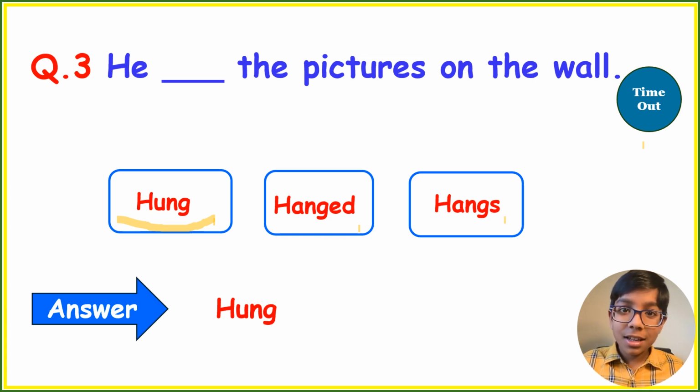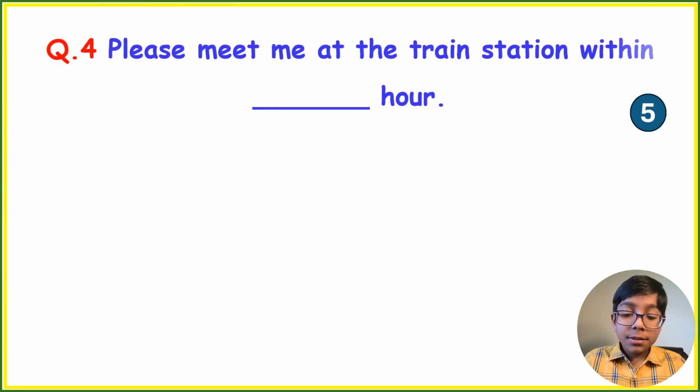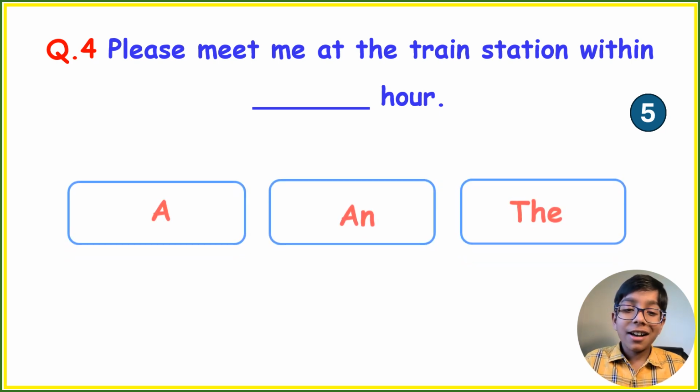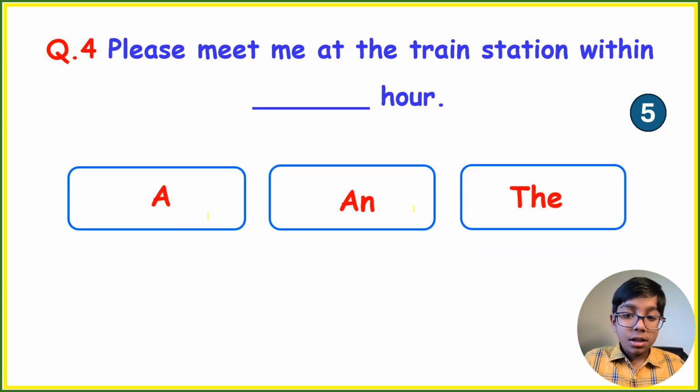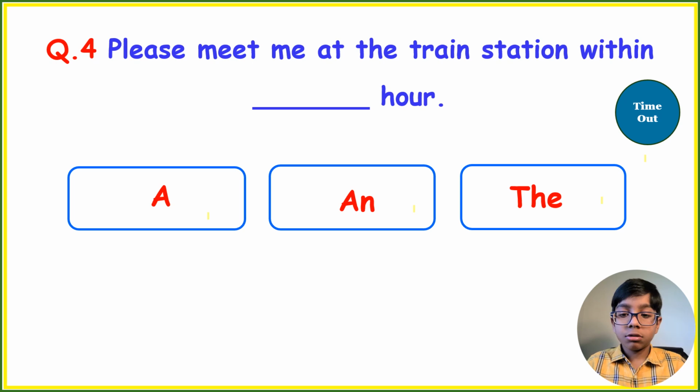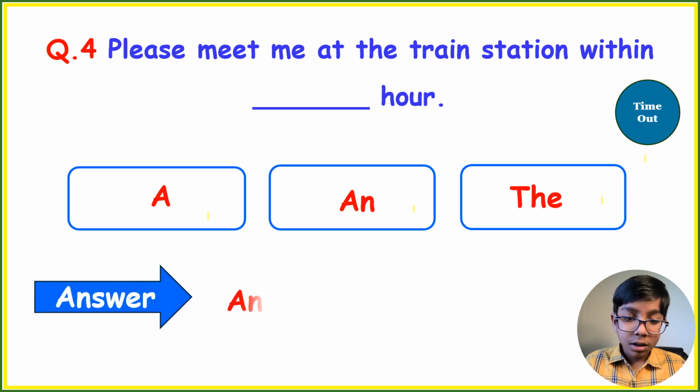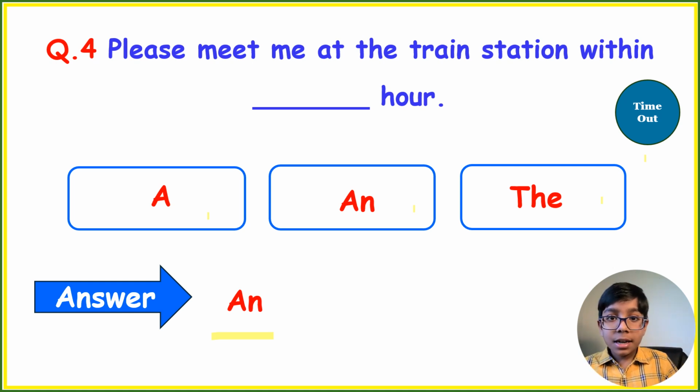Your next question is: please meet me at the train station within dash hour. A, and, the. Your time starts now. Your correct answer is an. The word hour starts with the letter H, but in pronunciation it begins with a vowel sound OW. That's why we used here an.